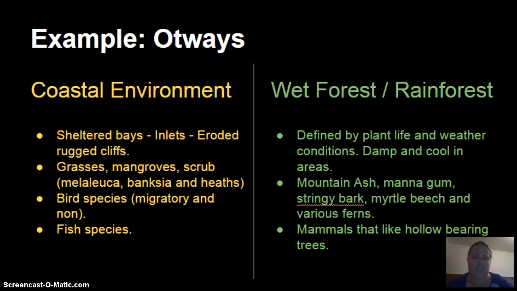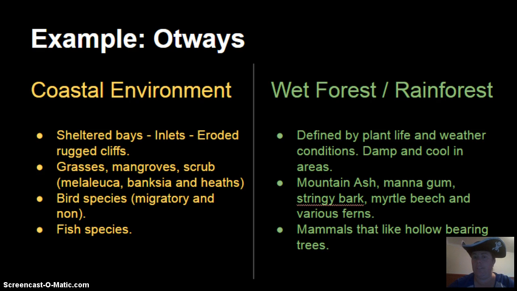You're just going to have to excuse my head because now I'm in the way. But coastal environment, wet forest, rainforest, we looked at both. So let's have another look, shall we?